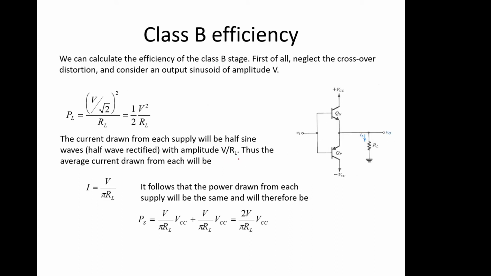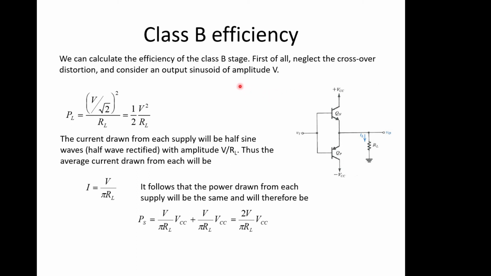Okay, so what's the efficiency of this Class B stage then? And we know it's pretty efficient when there's no signal going in, but that's not much use to us because we want to put a signal into it. So let's just assume that the crossover distortion is negligible, which will give us our best case.